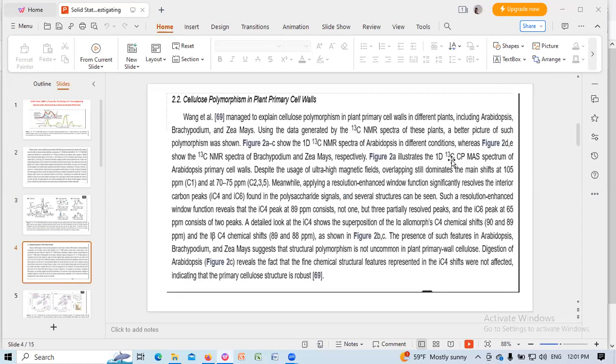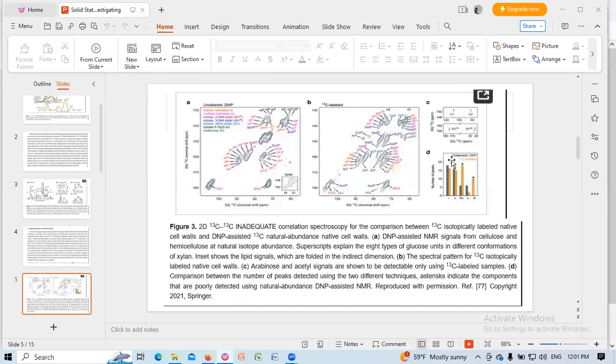This is some explanation of cellulose polymorphism in plant primary cell walls. This is the 2D C13 INADEQUATE correlation spectroscopy spectra.